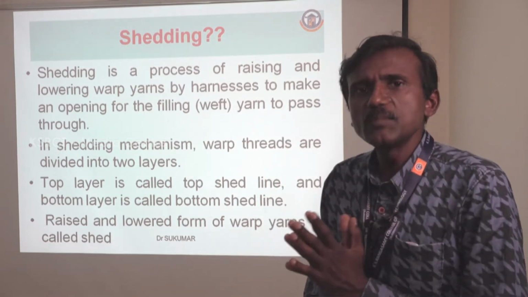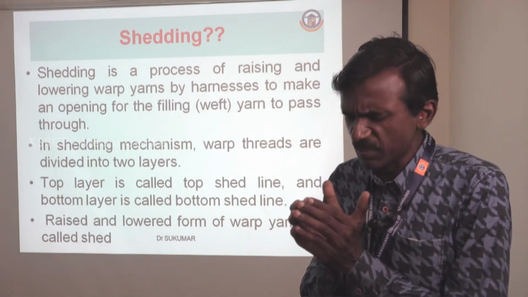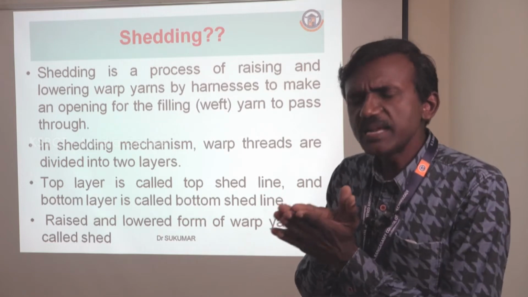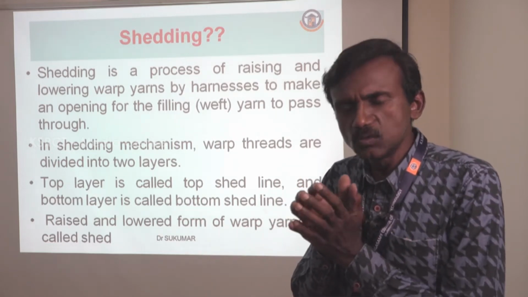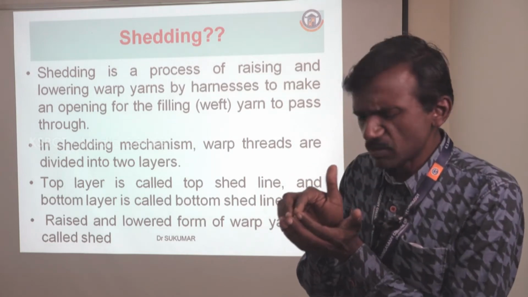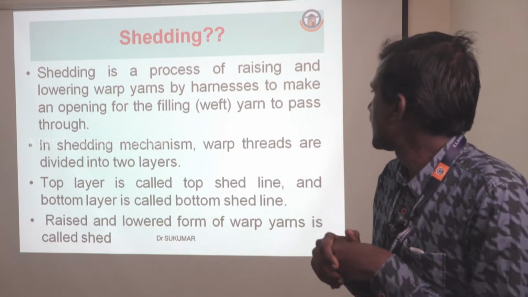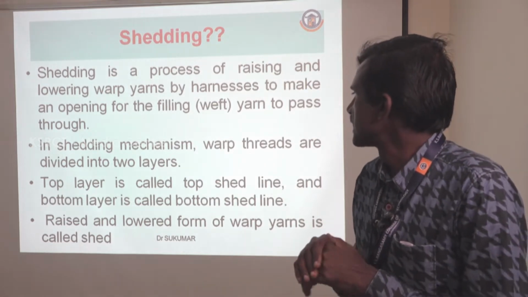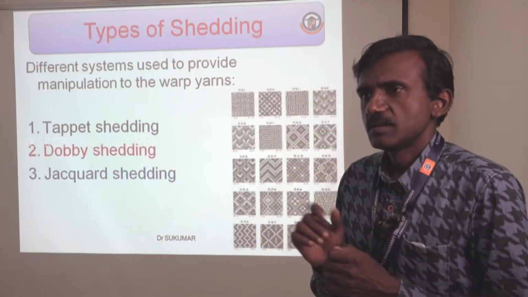The main objective of the shedding is to divide the warp threads into two warp sheets. Normally the warp sheet will be in one form, one sheet, so we have to divide it into two sheets, the top layer and the bottom layer. The top layer is called the top sheet, and the bottom layer is called the bottom sheet. The rise and lower form of the warp yarn is called the shed.